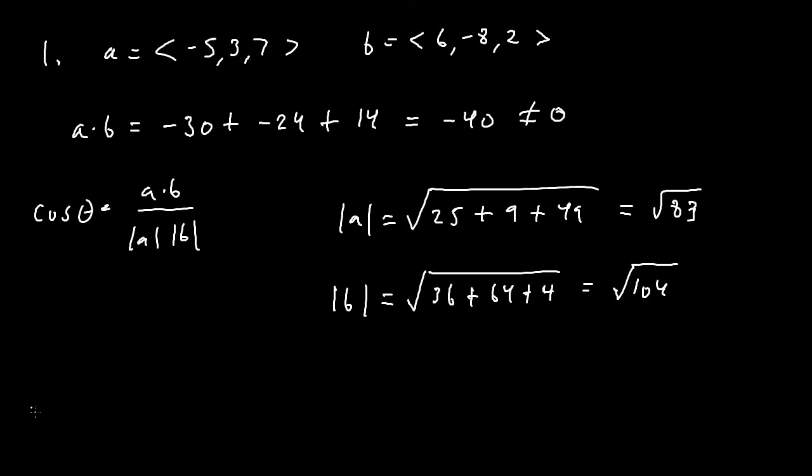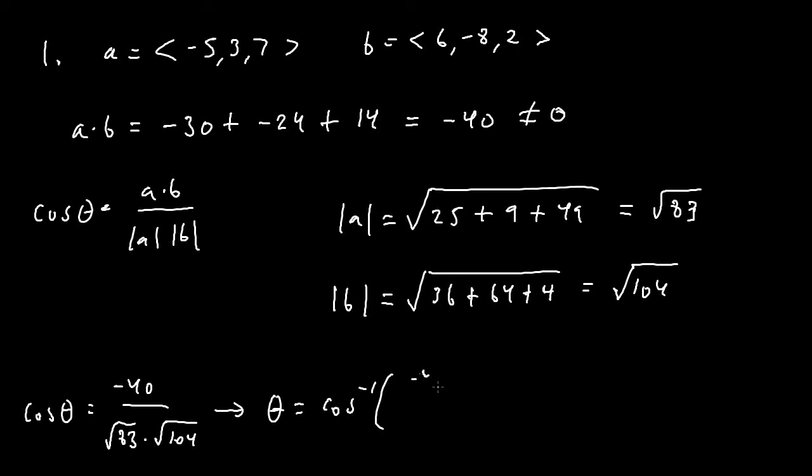And so if I plug into the formula, cosine of theta is going to equal the dot product A times B, which we got -40. So we take -40 over the square root of 83, the magnitude of A, times the square root of 104, which is the magnitude of B. And so in order to find that angle, we can go ahead and take the inverse cosine or arc cosine of both sides. So we'll take the inverse cosine of -40 over the square root of 83 times 104, which gives us 8,632.